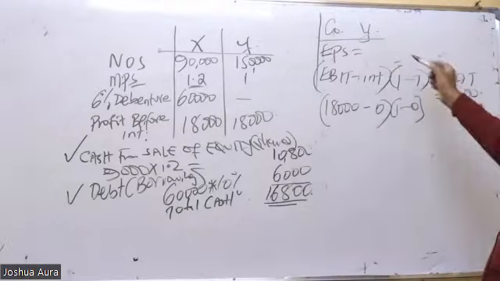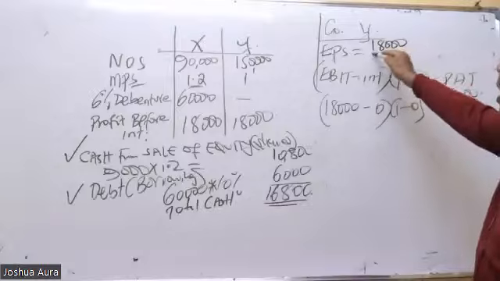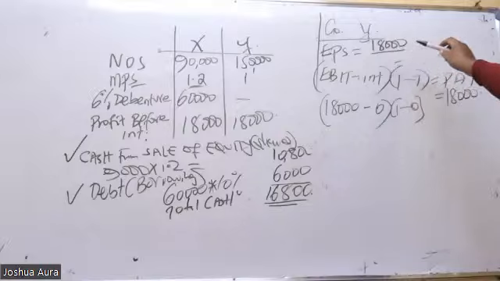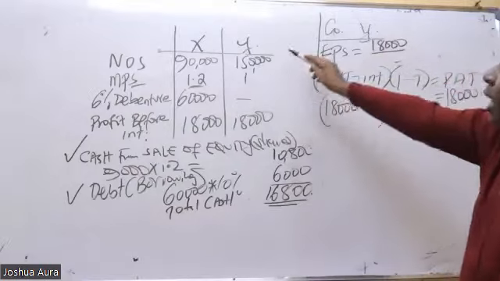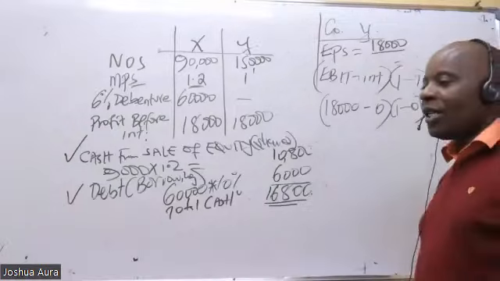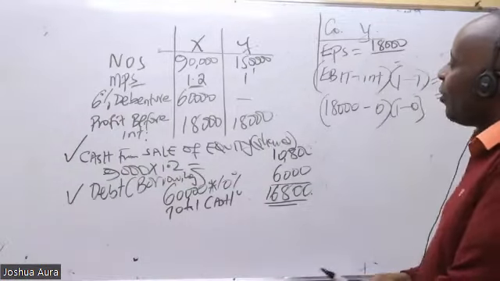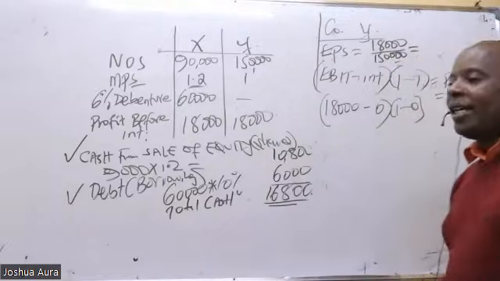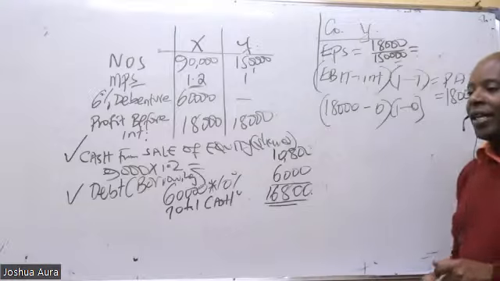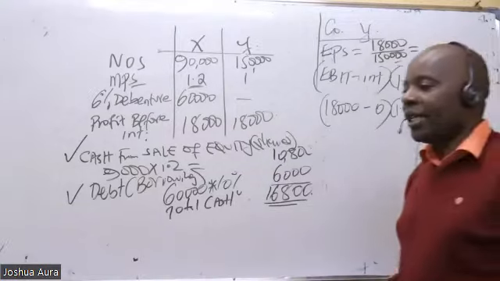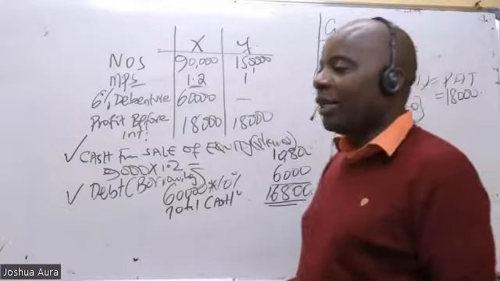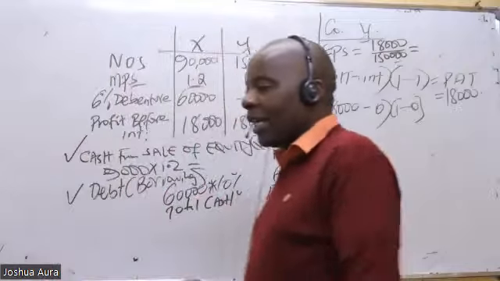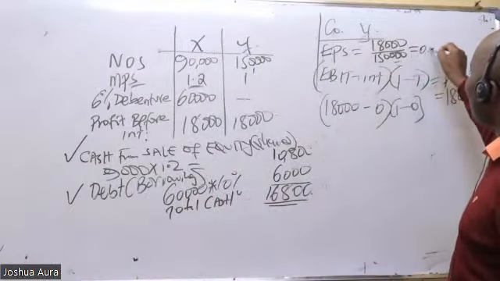It is profit after tax, which is 18,000, and then I divide this by the number of ordinary shares of company Y, which is 150,000, isn't it? Therefore, each share in this case will give us what earnings? What is the earnings per share? So they're saying it is 0.12.